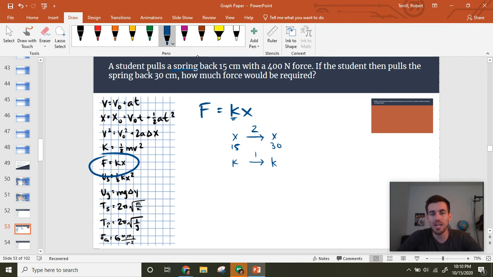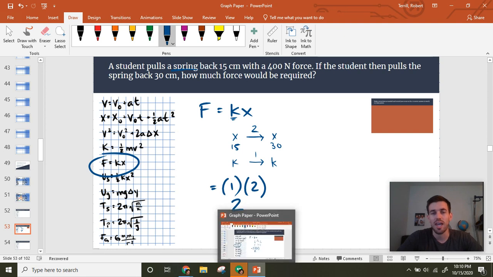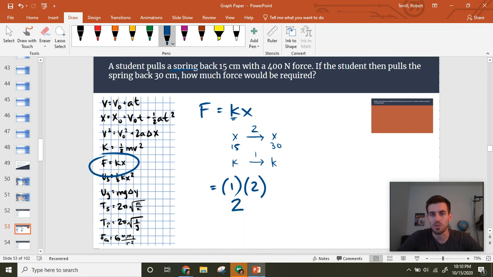So then if I plug in those factors of change, my k is not changing at all, my x is doubling, then you can see that when I evaluate this, the right side of my equation has gone up by a factor of 2. That means the left side of my equation also has to go up by a factor of 2. And if I was originally 400 newtons, now that I'm doubling that, I would be up to 800 newtons. So that's the correct answer.